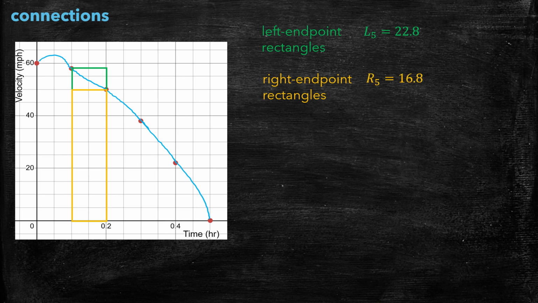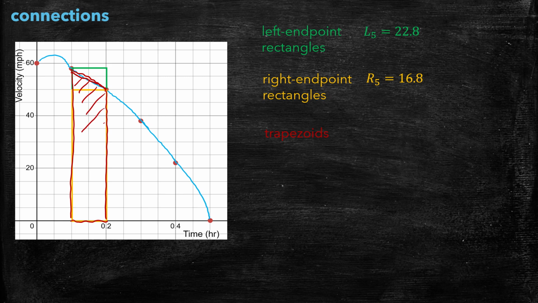And the notation is R5, and we got 16.8 miles. Again, it felt like an underestimate. So what about the trapezoids? When we use the trapezoids, we were using both these points, and this area here, it seemed like actually the best approximation, right?